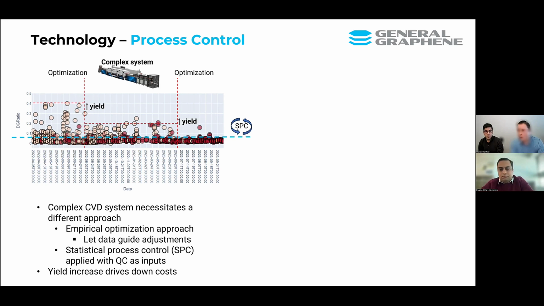And this is important because as we increase the yield of our production process, we can pass on a lower cost of production to our customers. In general, I think many of our customers find that they can actually purchase graphene from us cheaper than maintaining their own CVD systems.